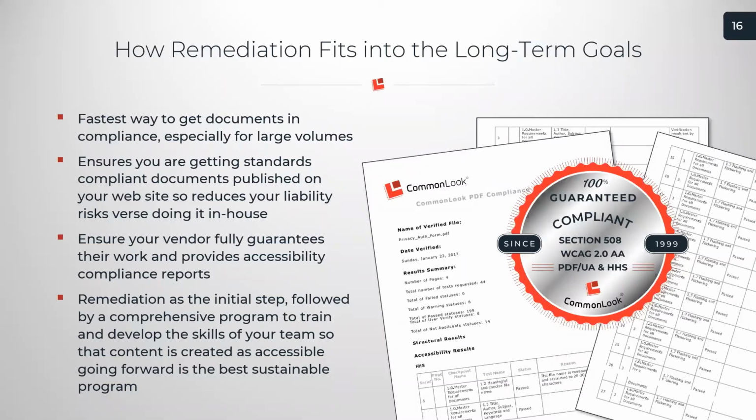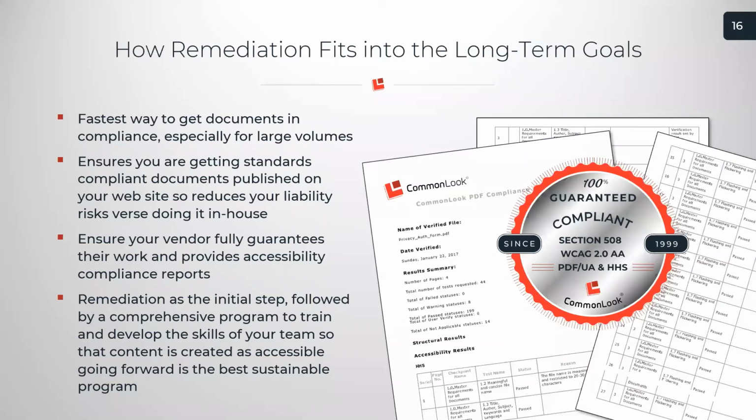That being said, a price factor falls in line with this. I know for Common Look and most vendors, the pricing is priced per page and it's based off complexity. So when you're looking at your long-term goals, when we talk about prioritizing, that's really what you want to look into when you're thinking about outsourcing. So when it comes to the hybrid approach, we really try to help organizations manage the most cost-effective and most efficient way to get your documents remediated.